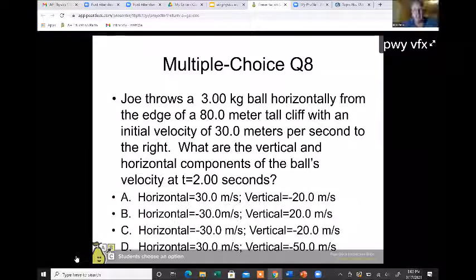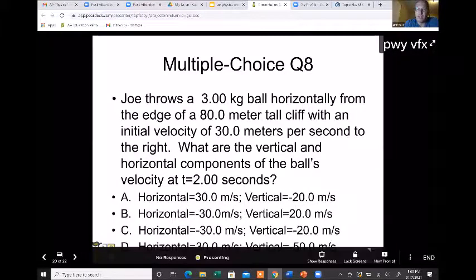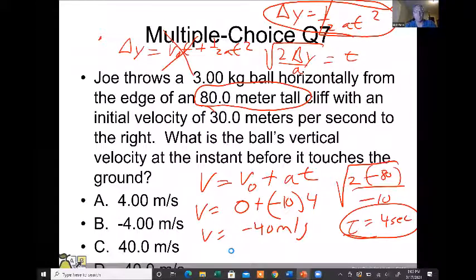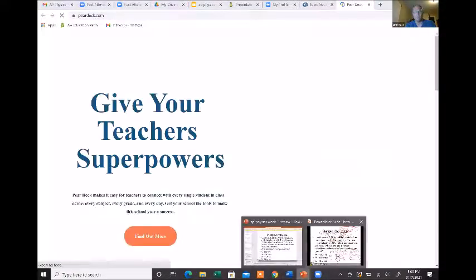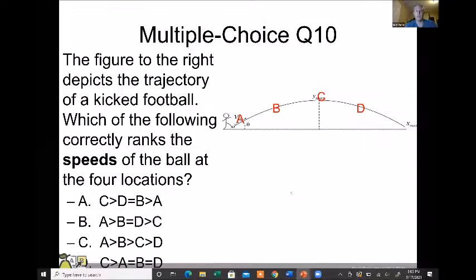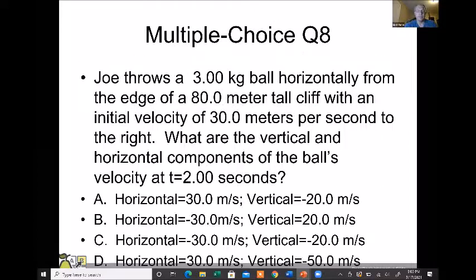It remains constant. So this thing started off initially with a horizontal velocity of 30, which means the whole problem, it has a horizontal velocity of 30. Let's go back to the PowerPoint screen for a minute, the Zoom screen. And let's try this. So we know that the horizontal velocity is 30. So our answer's got to be either A or D.